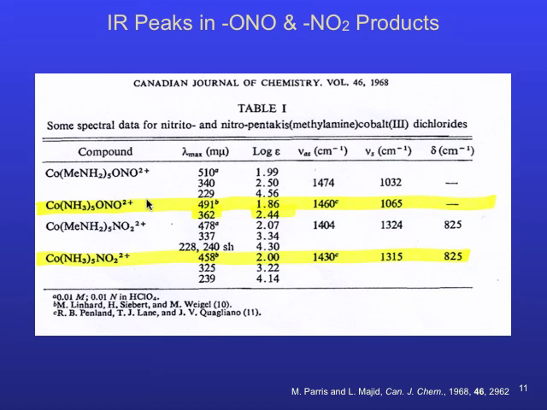IR spectra can easily distinguish between the nitrito and nitro isomers. The 1460 absorbance in the nitrito shifts to 1430 in the nitro complex. The 1065 absorbance disappears in the nitro, and an absorbance at 1315 appears in the nitro. The nitro also shows a new absorbance at 825, which is not present in the nitrito complex.